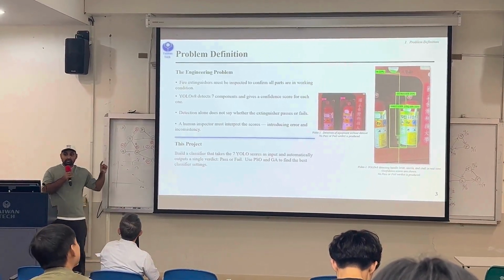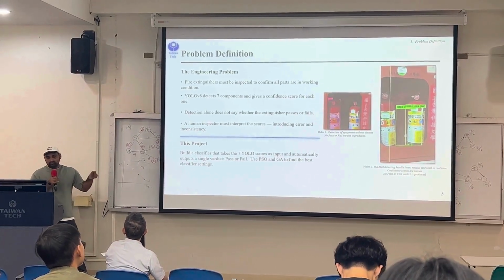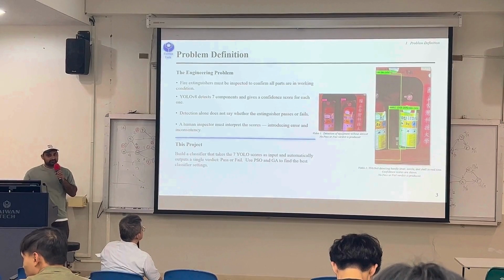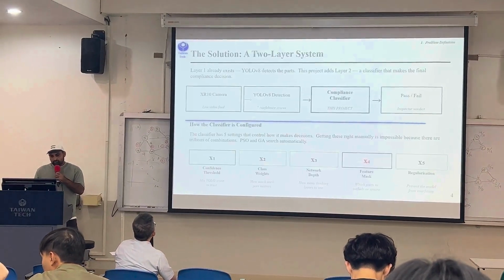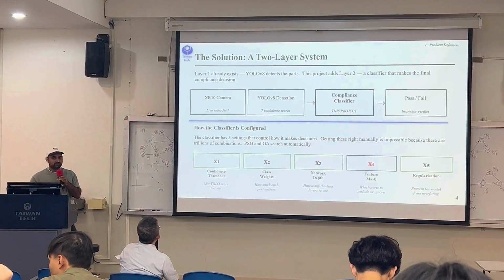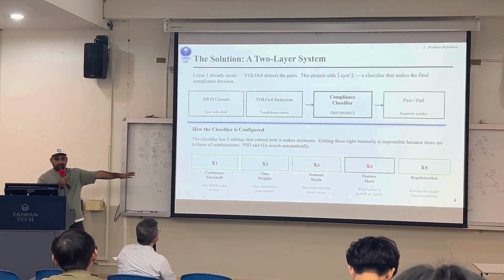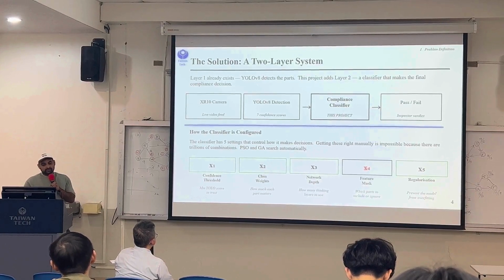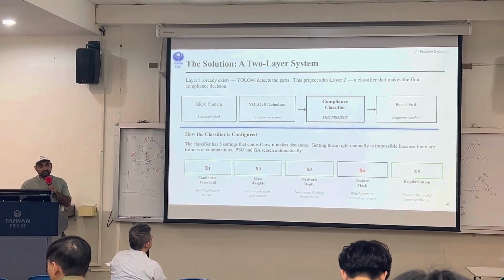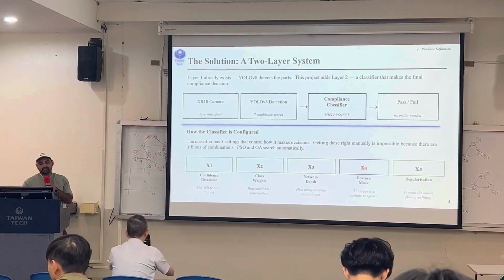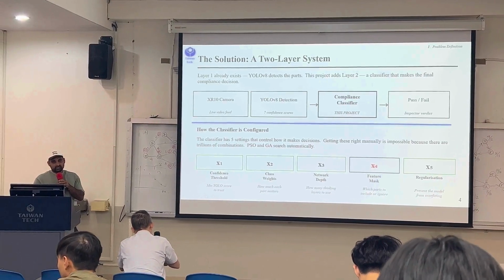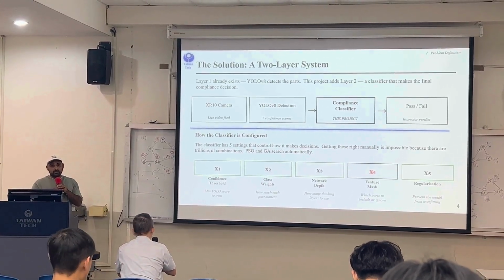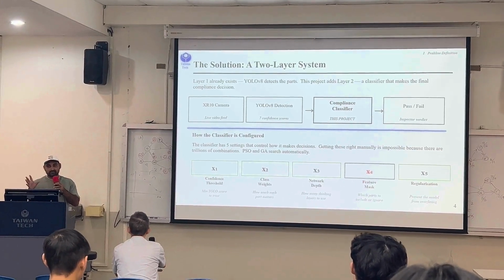So to be sure if it is pass or fail, I use PSO and GA to find the best classifier settings. So I use a 2-layer system. The first one I already told you about is YOLO. That's the first layer, but the second layer that I use is GA and PSO, and the classifier has 5 settings that control how it makes decisions. After the detection, a human must be involved in this process, and he can say in the end that it is pass or it is fail.